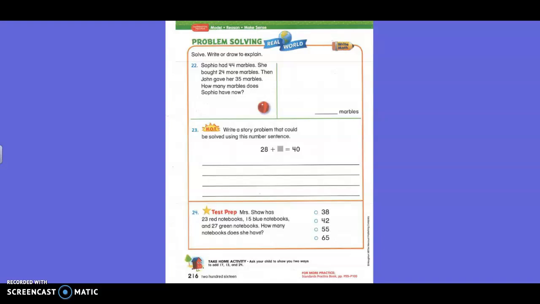Write a story problem that could be solved using this number sentence. 28 plus blank equals 40. Okay, whenever we do a numbers or a word problem, a story problem, we have to come up with somebody's name or something first. So, Isaac? Something short. Quick. Tom. That's exactly what I was thinking about. Okay, I'm going to start over here just in case I'm going to need lots of room. Some of you that write very big need to also because I want it to be neatly written.